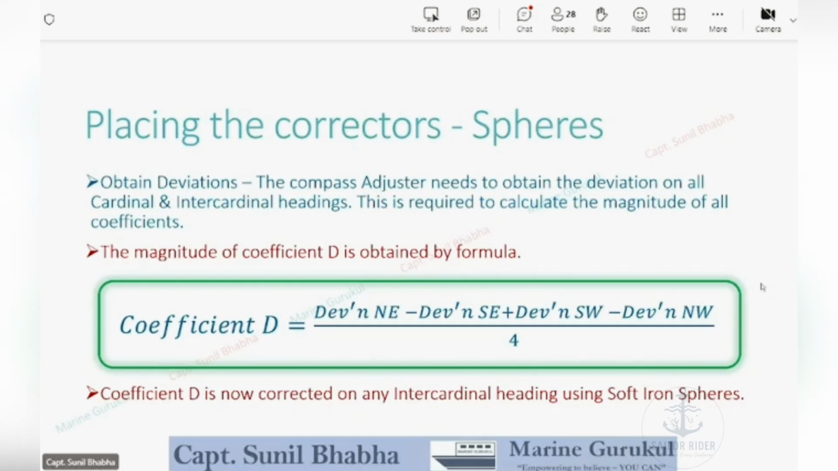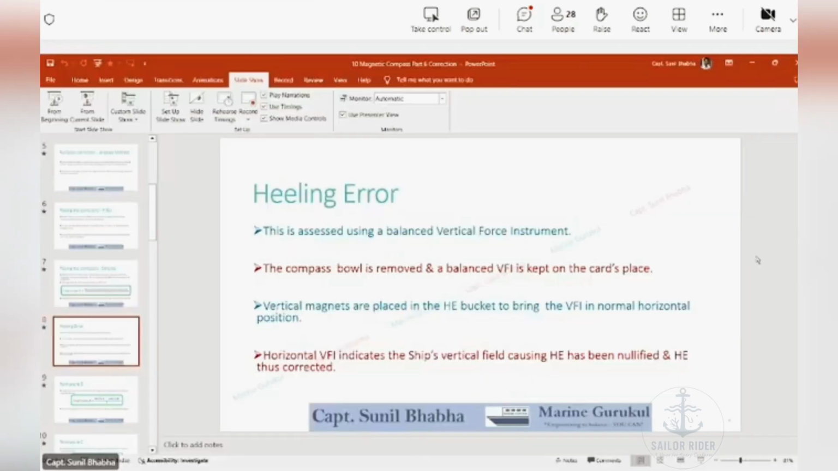Clear up to here, beta? Any doubts? Very good, beta. Great.